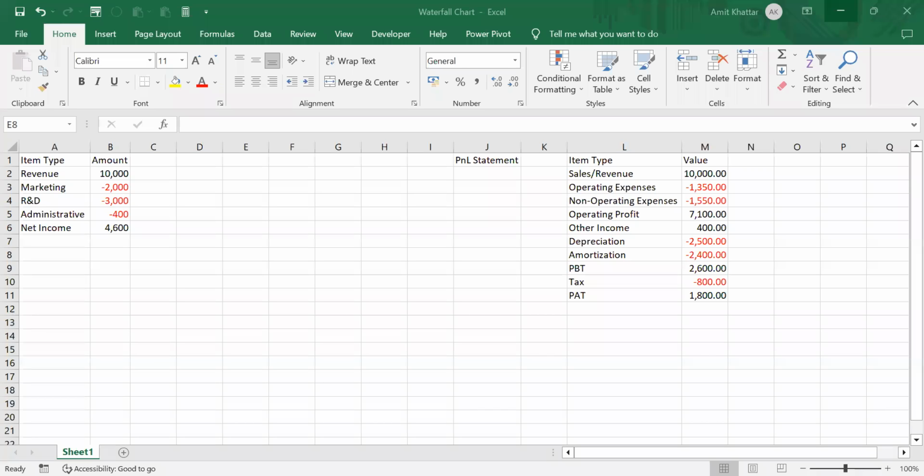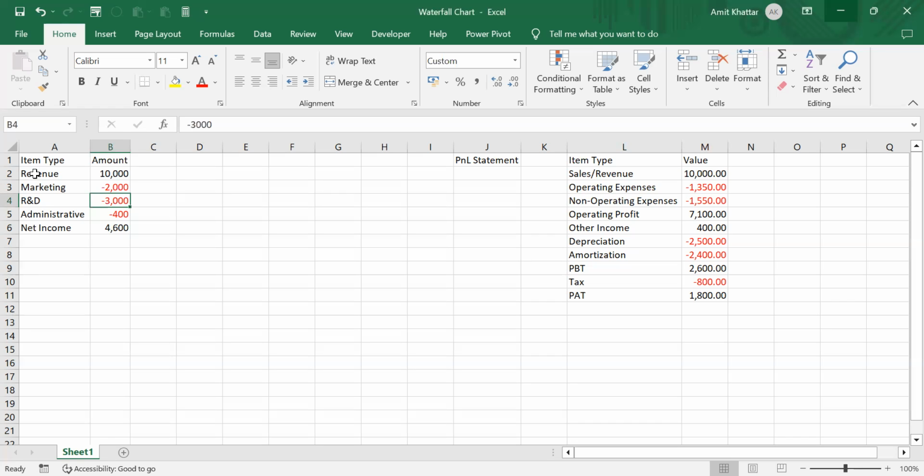Hi all. So today we are going to look at how to depict data using a waterfall chart in Excel. Now, suppose I have data in this format wherein I have the revenue, then the marketing expenses, R&D expenses, administrative expenses, and by deducting the expenses from revenue, I'm getting the net income. As marketing, R&D, and administrative are expenses, they have been depicted in a different color, and there's a negative sign next to them.